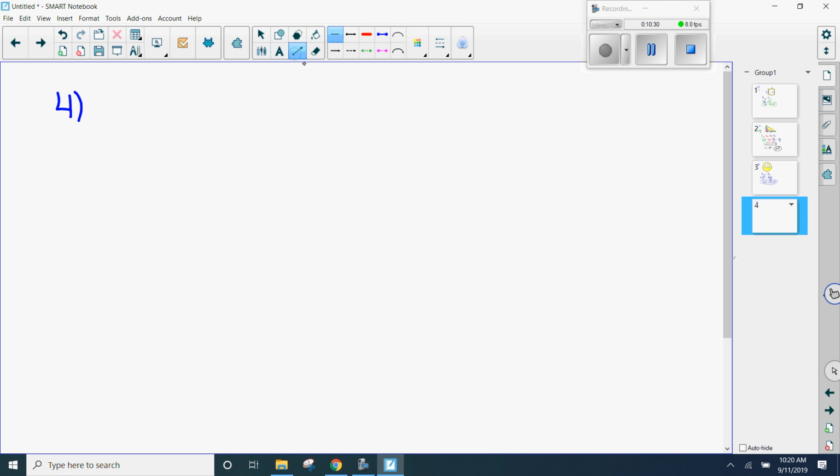Number 4 gives you a figure that looks like this. Actually, I should probably put these up on the Elmo. I'd have it better. Sure, when I want it to go to the other, it doesn't. When I want to shorten it, it won't.